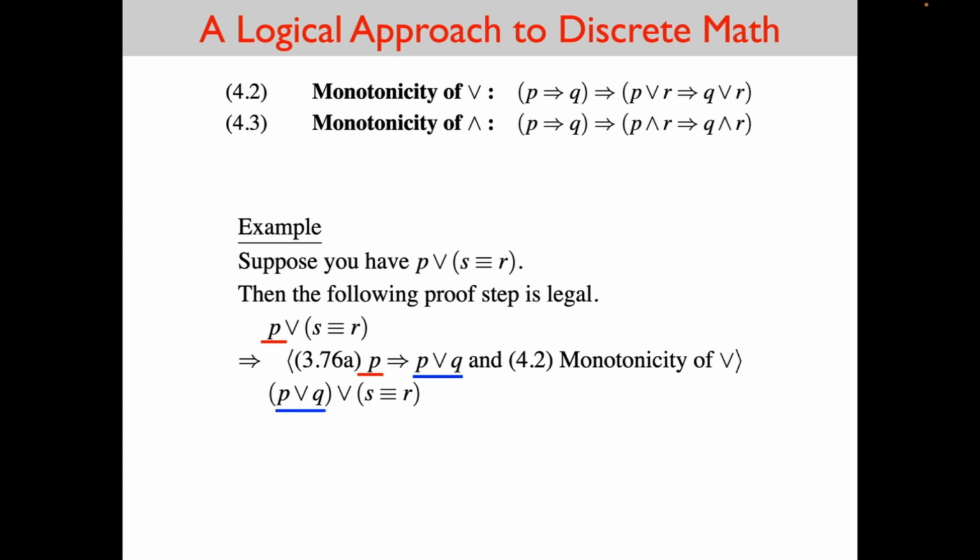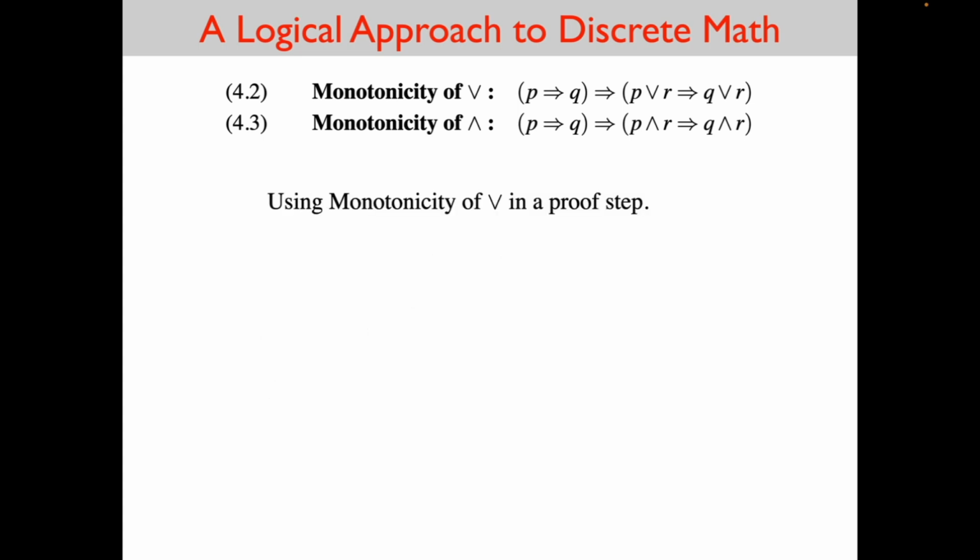Now, this concept of monotonicity is always a little bit elusive and a little bit tricky to wrap your head around. The next few slides will show you exactly how 4.2 monotonicity is used. Let's look at monotonicity of or, the disjunction, 4.2.